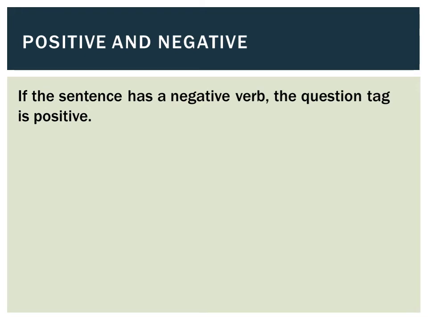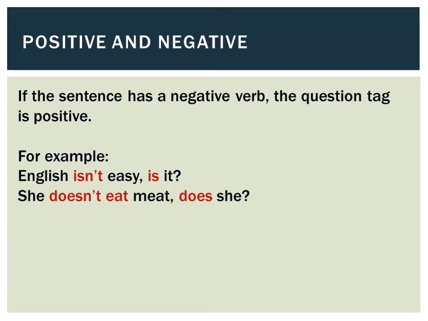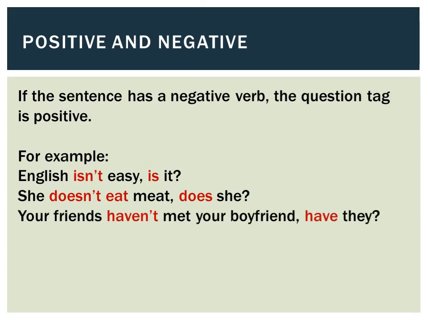If the sentence has a negative verb, the question tag is positive. For example, English isn't easy, is it? She doesn't eat meat, does she? Your friends haven't met your boyfriend, have they? They can't swim, can they?